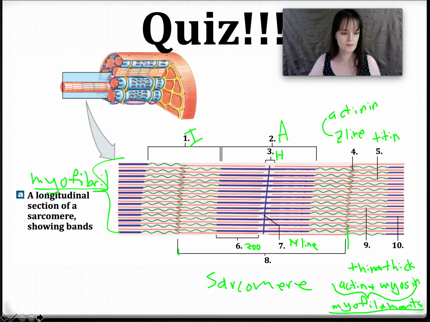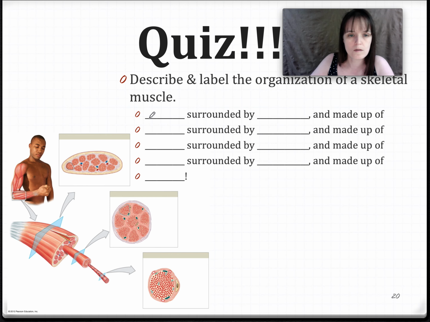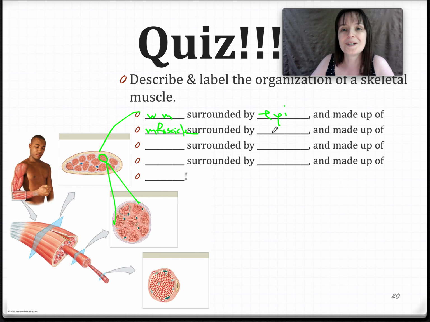Okay, let's see if we have another quiz. Oh, we do. Okay, so the whole muscle is surrounded by epimysium. Here's the whole muscle, surrounded by epimysium. And then each of these is a muscle fascicle. And it's surrounded by perimysium.